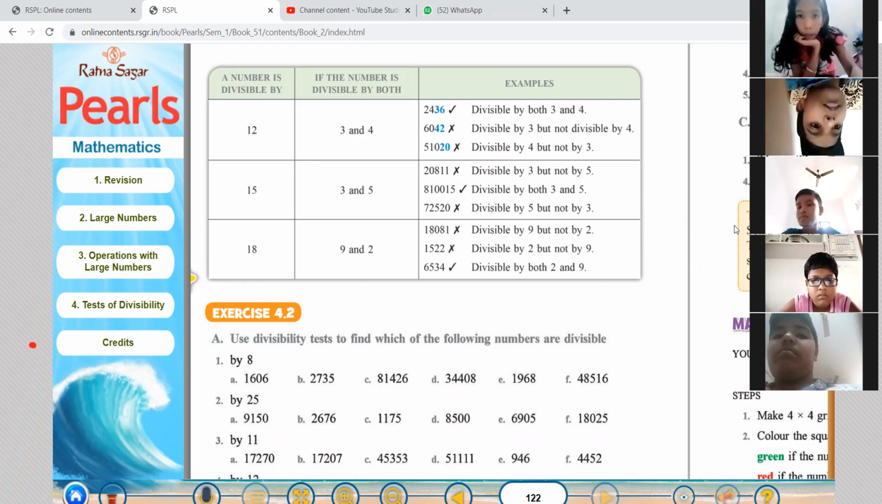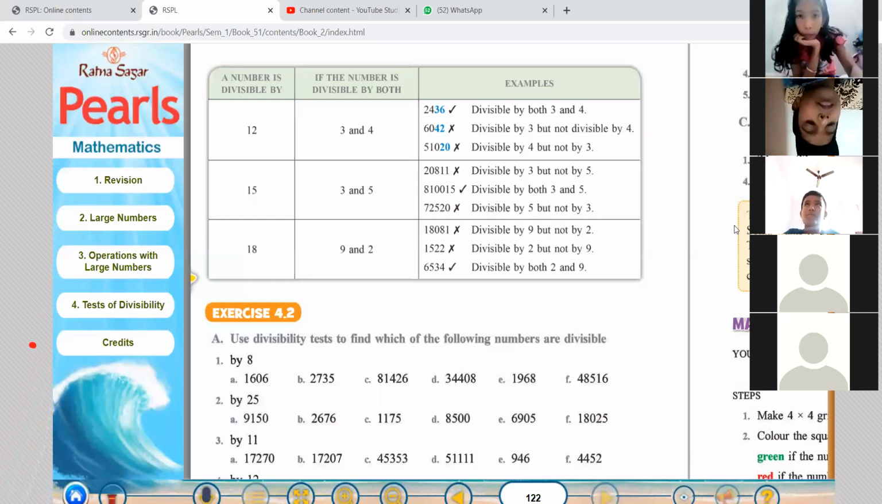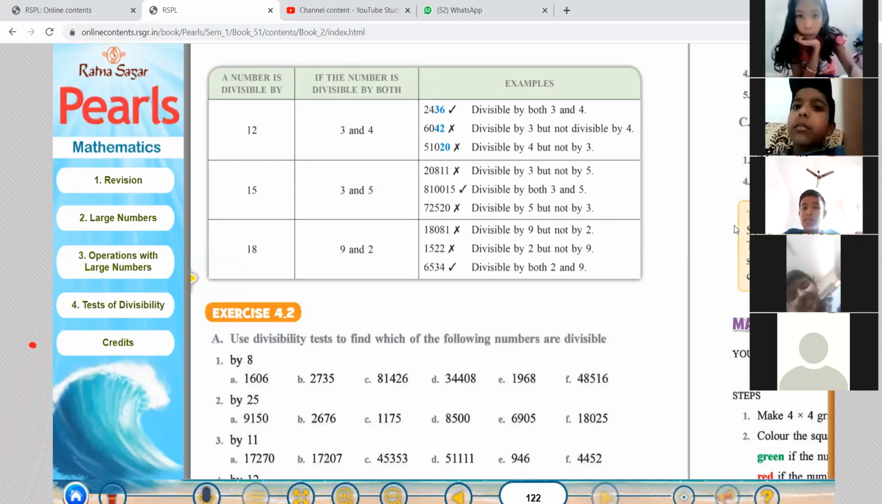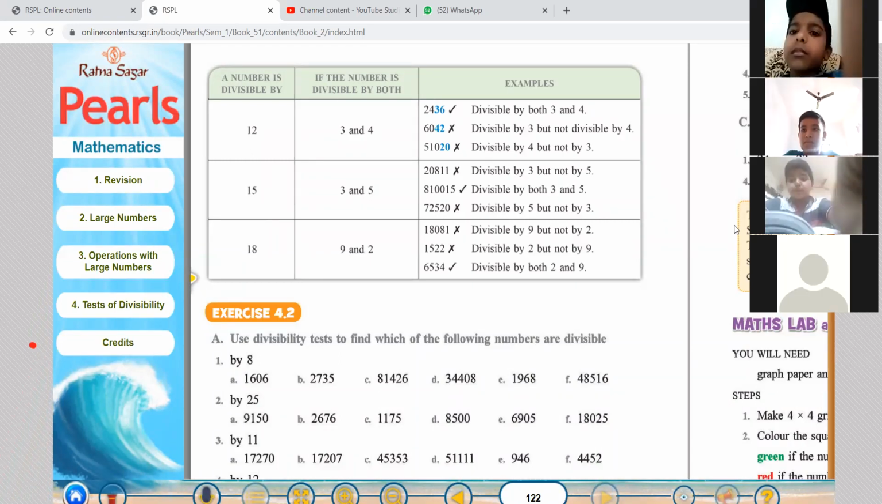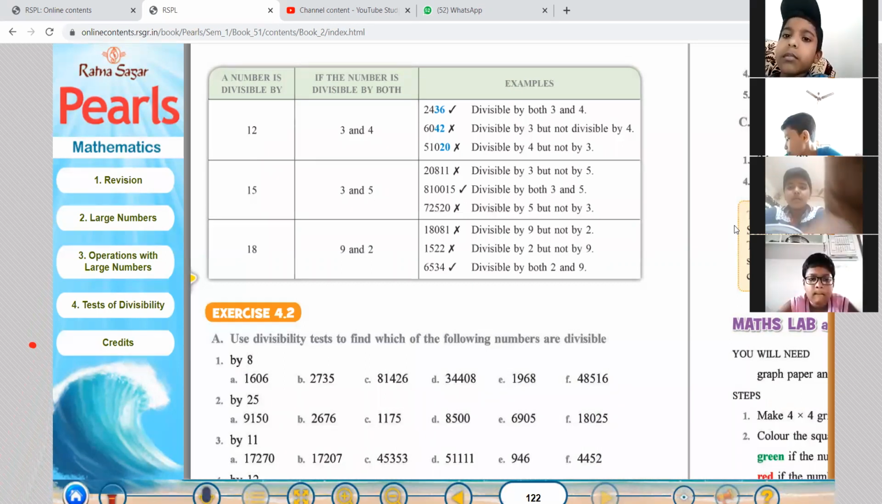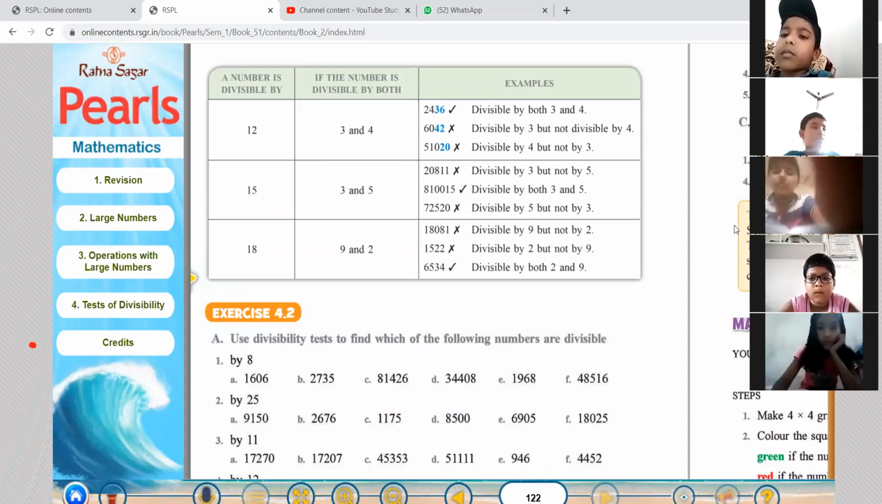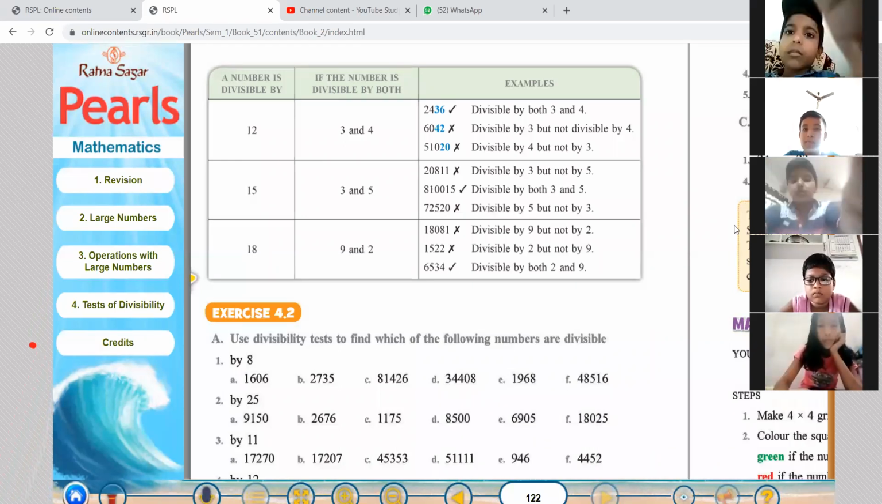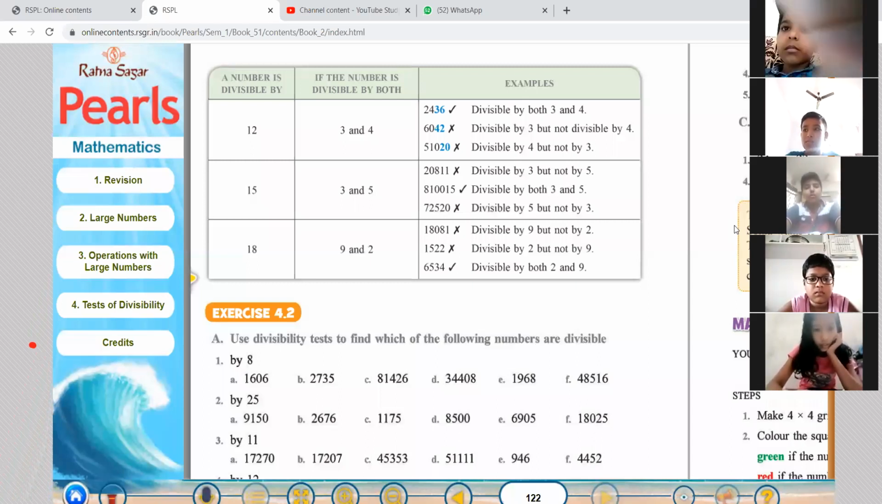Yes. How will you say 15 is divisible by 3? We know that 3 into 5 is equal to 15. That's why we can say that the number 8 lakh 10,000 and 15 is divisible by both 3 and 5, and hence it is divisible by 15. Okay. The second one is divisible by both 5 and 3.